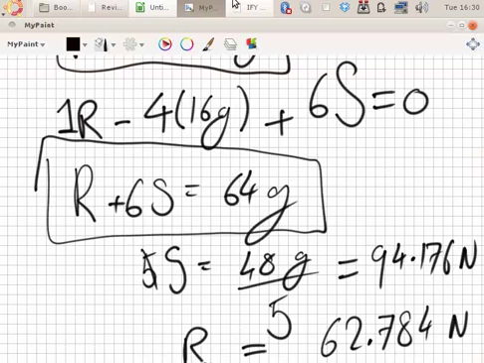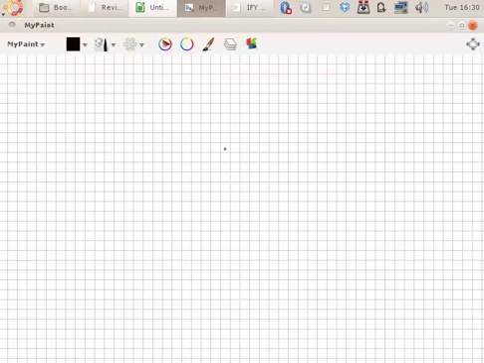So let me draw that for you. Here's the weight. This is thrown out of the helicopter. At the beginning, what's its velocity? It's up 4 meters per second.